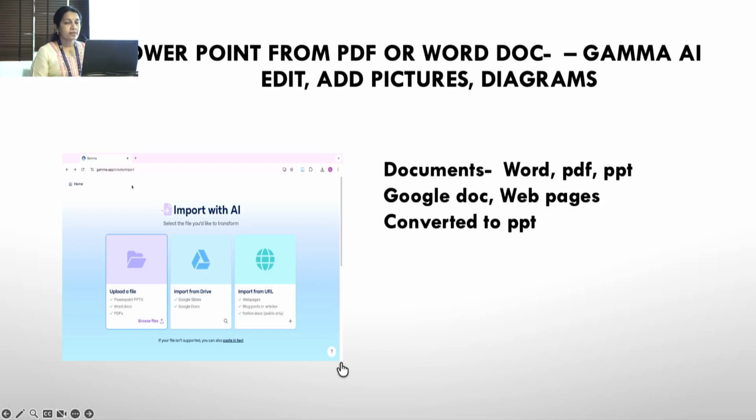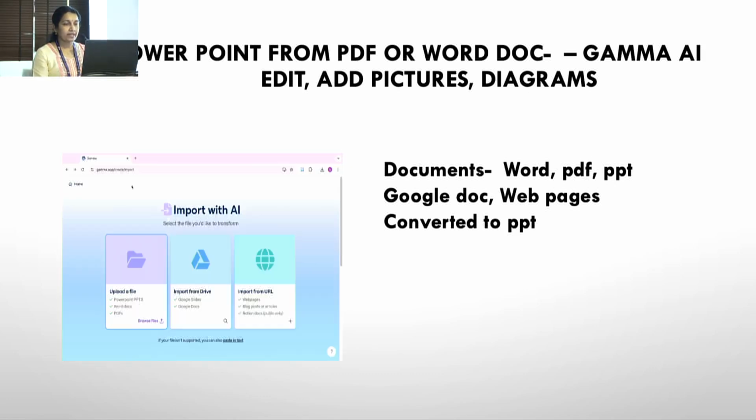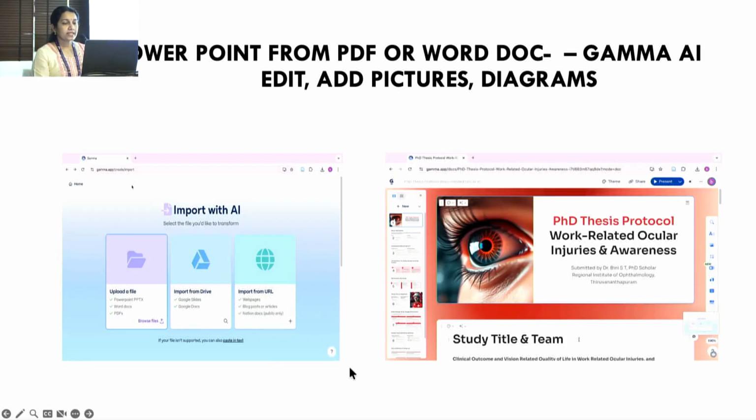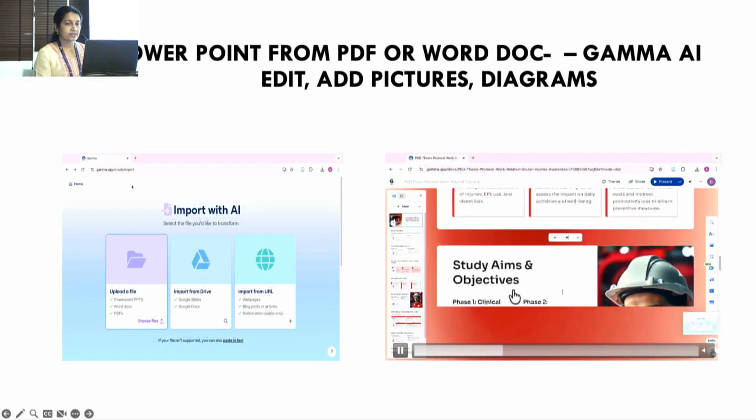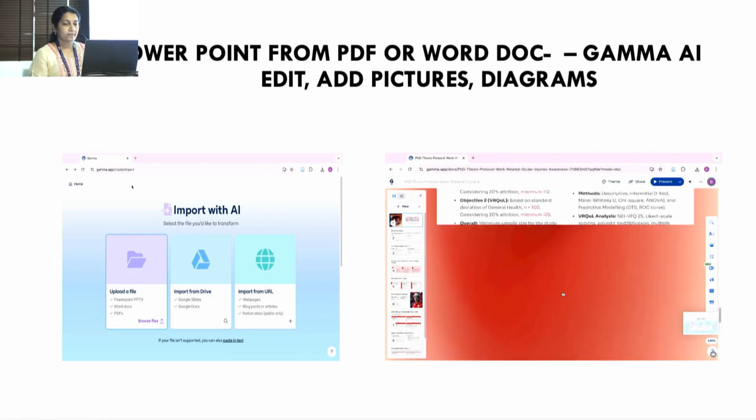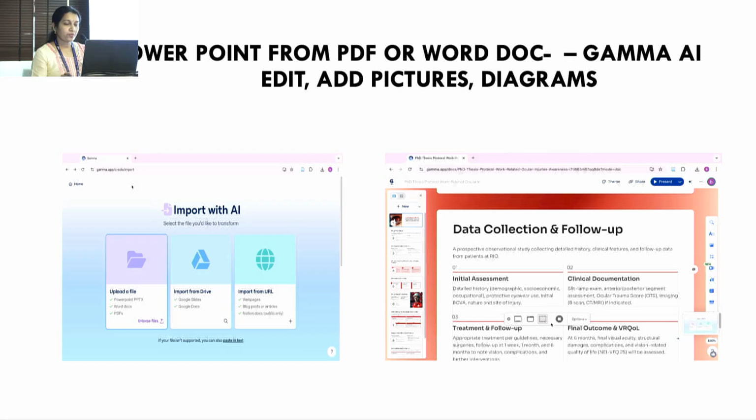You can create PowerPoints with these AI tools. Here I used Gamma AI to create PowerPoint. You can edit pictures or add tables or diagrams you want. You can upload your PDF file. And here it is, I already created this PowerPoint. You can adjust the number of slides and you can edit whatever you want.